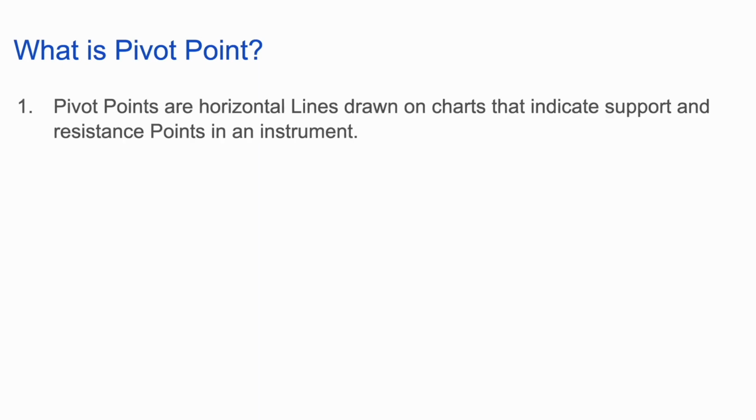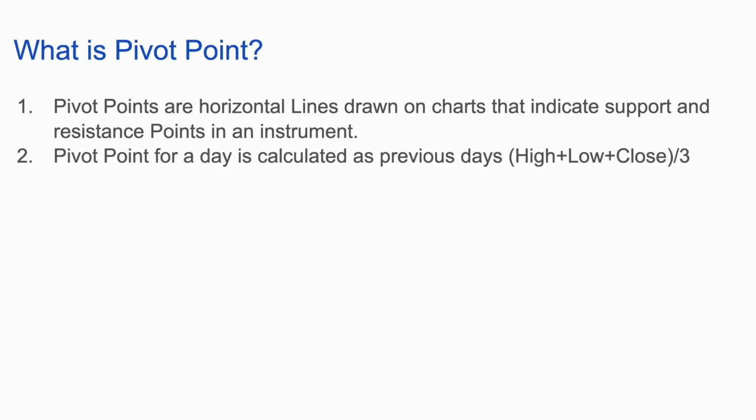Pivot points are horizontal lines drawn on charts that indicate support and resistance points in an instrument. The pivot point for a day is calculated as the previous day's high plus low plus close, divided by 3. So you just add the high, low and close of the previous day and divide it by 3, and you will get a pivot point.